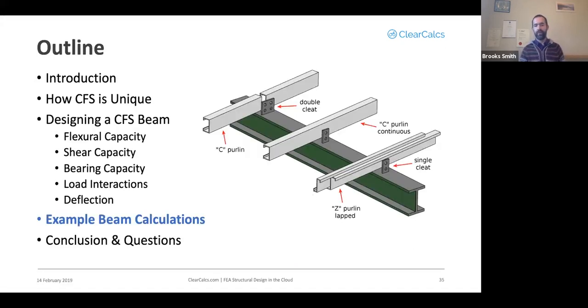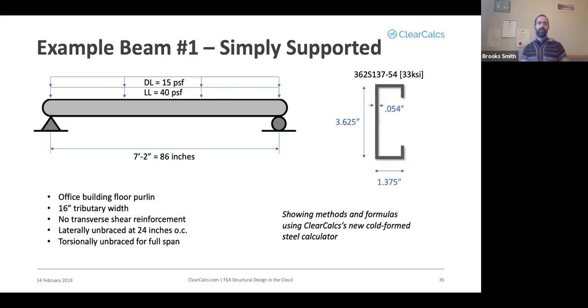So now going on to some example calculations. Our first example will be a simply supported beam, as shown here. We're going to use a 362S137-54 section. That's how you're usually going to see a cold form steel section written out. The first three numbers, 362, means a web height of 3.625 inches. The S refers to a C section.